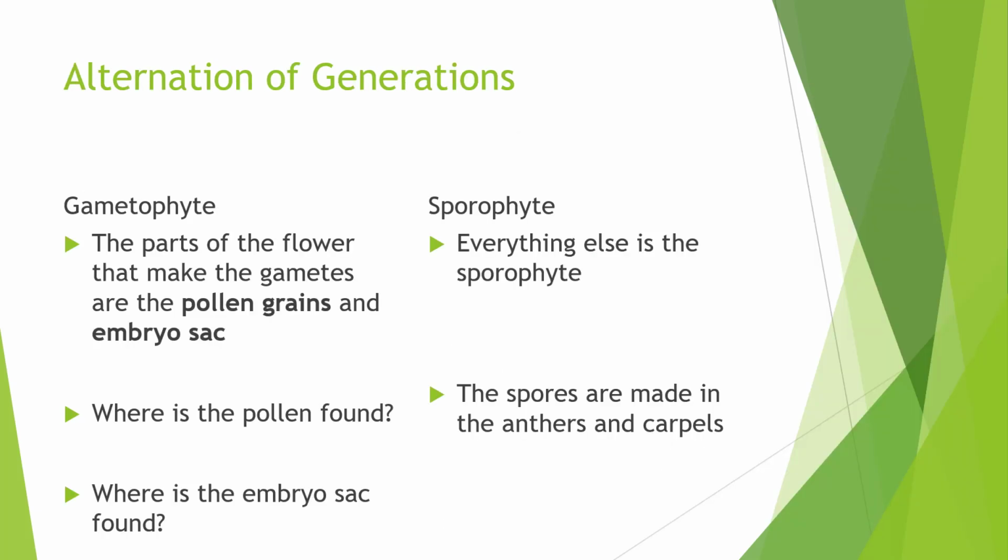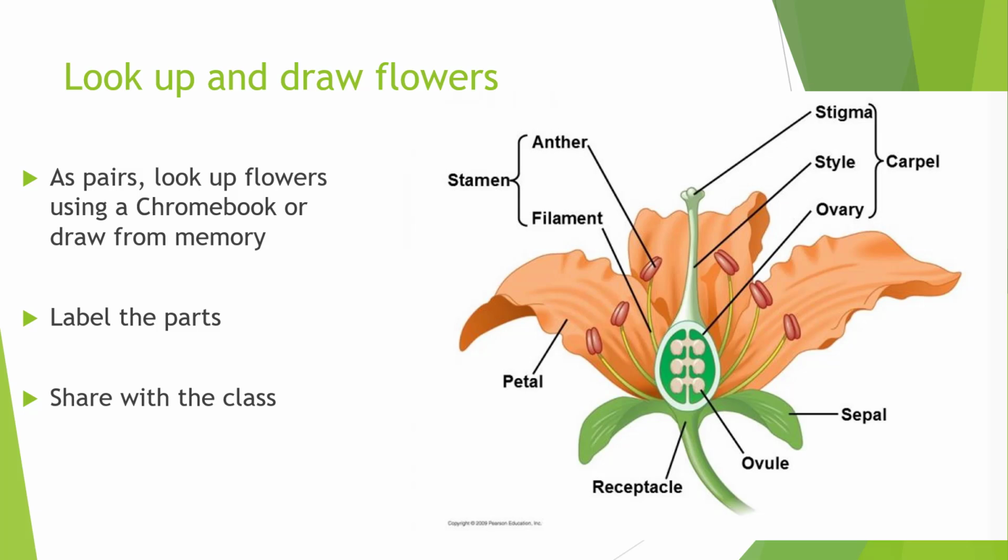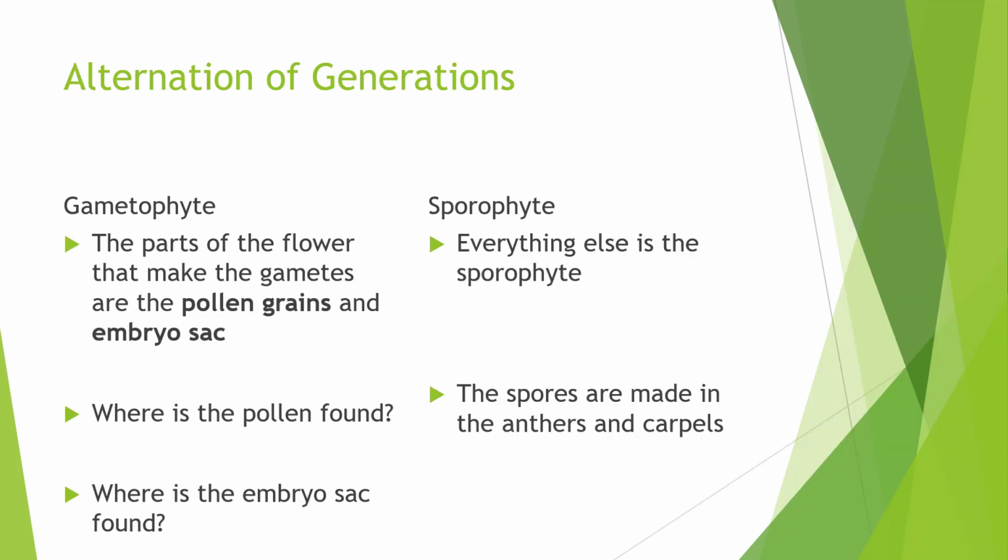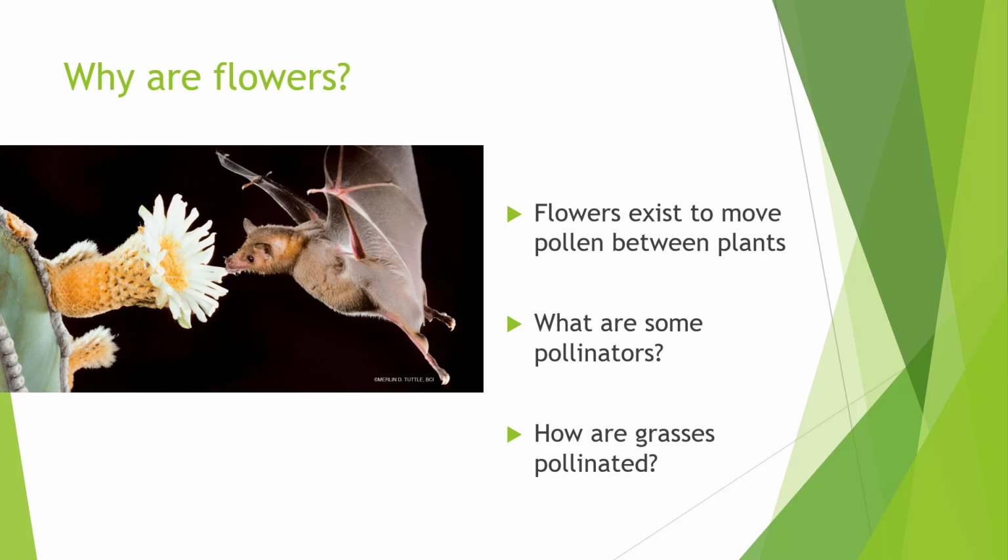The sporophyte is everything else besides those pollen grains and embryo sacs. So looking back at the flower, everything that is not a pollen grain or an embryo sac is a sporophyte cell. And the spores are going to be made in the anthers and the carpels, which will give rise to the gametophytes.